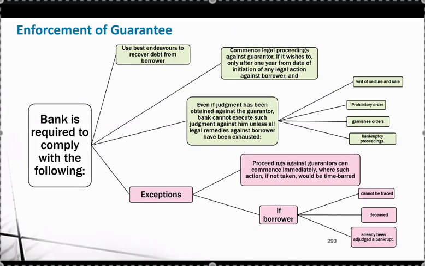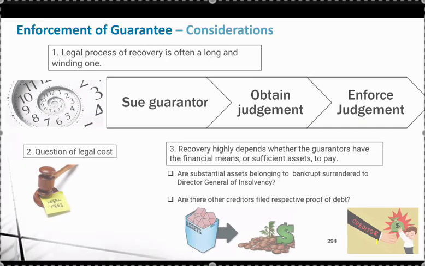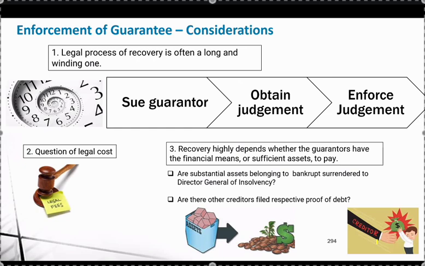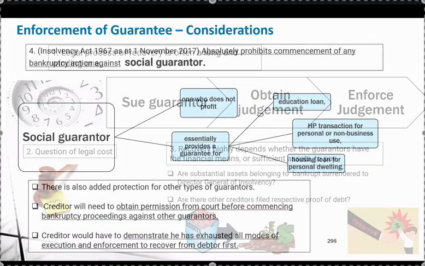This one I won't spend too much time on. What they're saying here is that when you go after the guarantor, you can only do so 1 year from initiation of action against the borrower. Even if you got judgment, you still have to wait. There are exceptions if there's a time bar issue, or the borrower cannot be traced, is deceased, or has already been made bankrupt. So practically, it's a long and winding road. It's a question of legal costs. Recovery depends on whether the guarantors have financial means to pay.